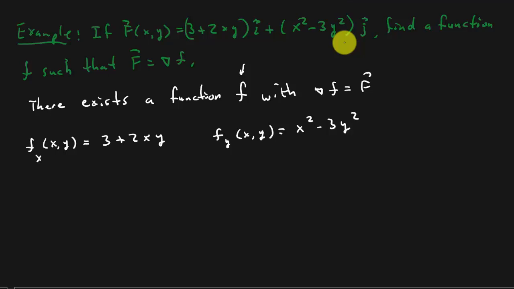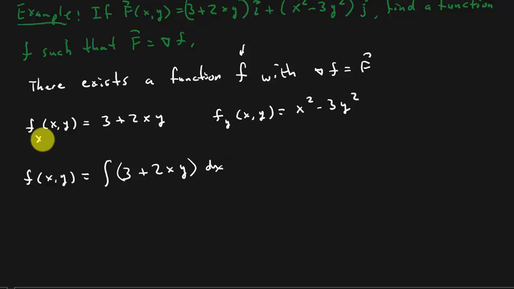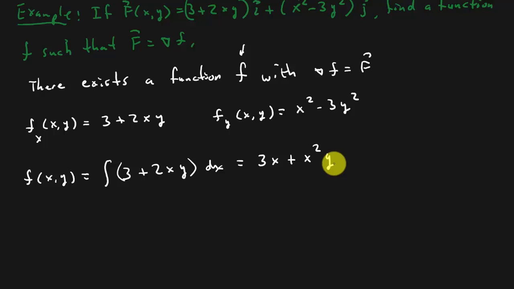When you're going to find the potential function, this is the procedure that we use. We take this function here and integrate it. So f of xy is equal to the integral of 3 plus 2xy, integrated with respect to x. This is equal to 3x plus x squared y. Now, remember when you learned how to do integrals, how your teacher hammered it into you? Plus some constant c.